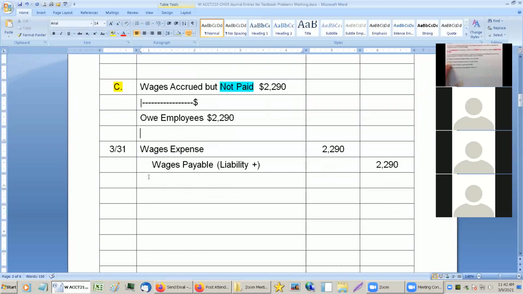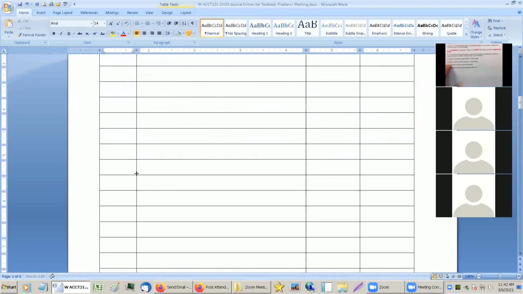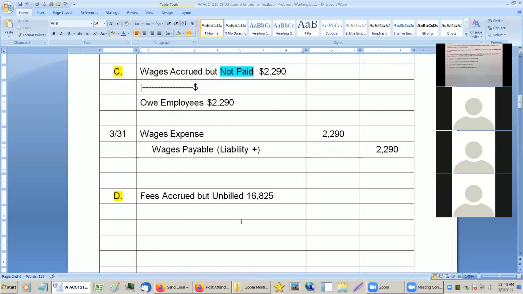All right, D. D, I don't think we talked about. I know we didn't. Okay, so fees accrued but unbilled. $16,825. Okay, so fees accrued but unbilled.